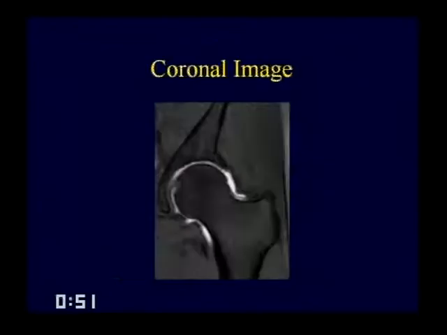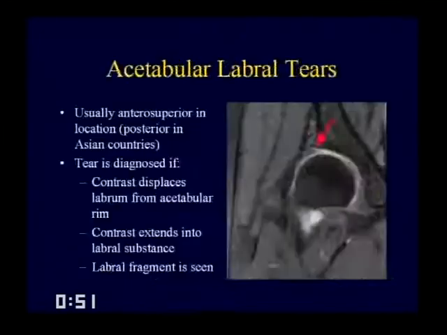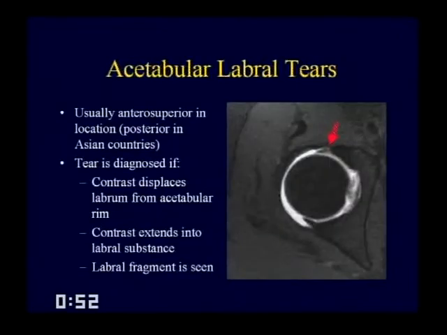Kind of put this all together on a coronal image: your labrum, your transverse ligament inferiorly. There's your ligamentum teres going from the fovea down to the transverse ligament, and your zona orbicularis seen in cross-section. So these acetabular labral tears are usually anterosuperior in location, although maybe posterior in Asian countries. The tear is diagnosed if you see contrast displacing the labrum from the acetabular rim, or if you see contrast extending into the labral substance, as you see here, or if you just see a frank detached labral fragment.